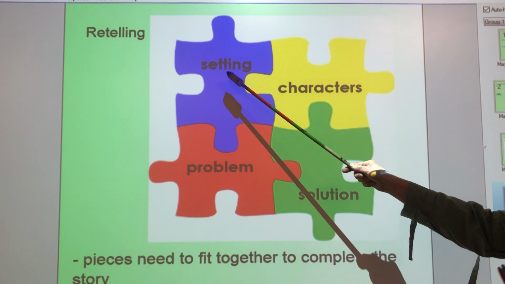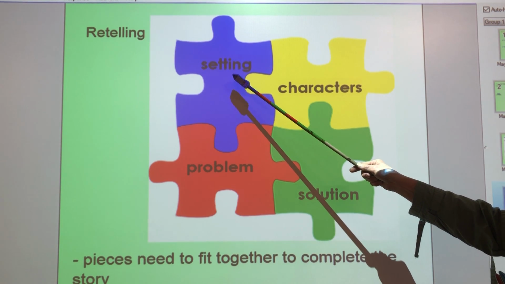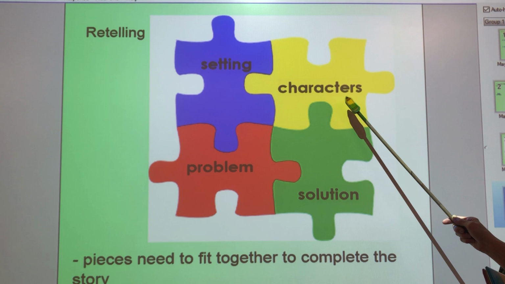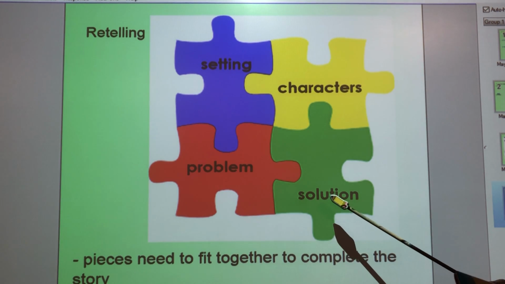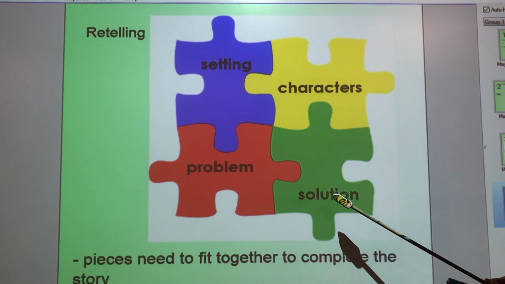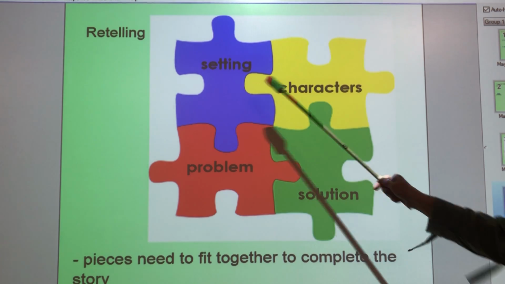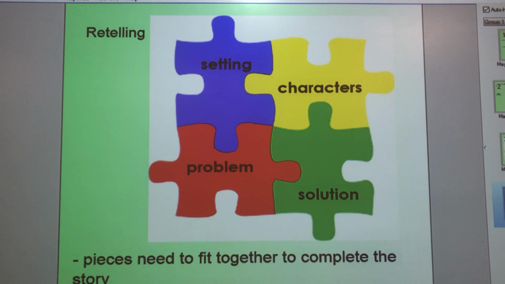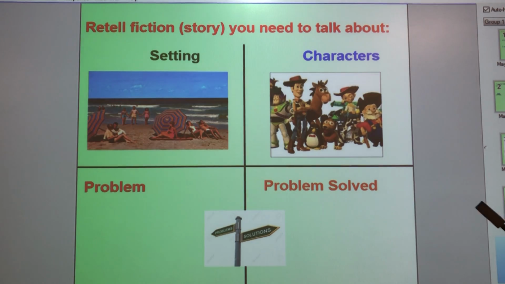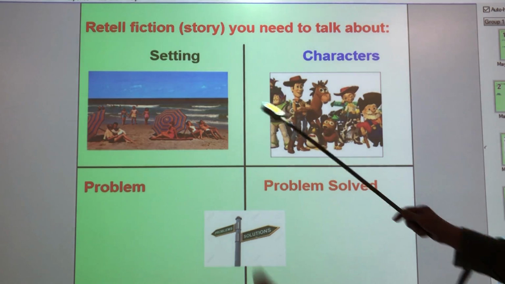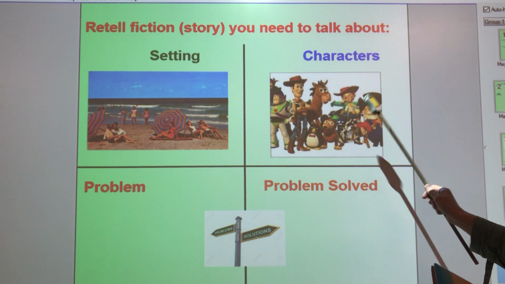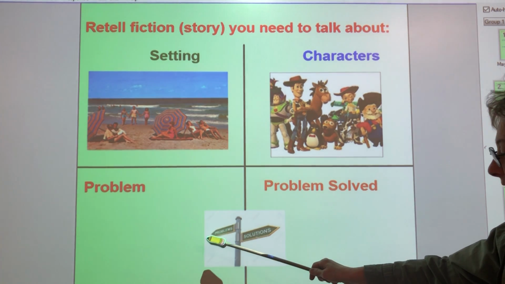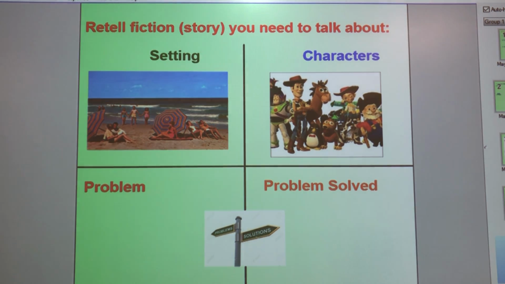What is the setting, or where does the story take place? We know what happened on the farm. Who are the characters in our story? What was the problem, and what was the solution? How did the problem get solved? The pieces of the puzzle need to fit together to complete the story. So when we're retelling fiction or a story, you need to talk about, once again, the setting. Is the story taking place at the beach? Who are the characters? What is the problem, and how was the problem solved?